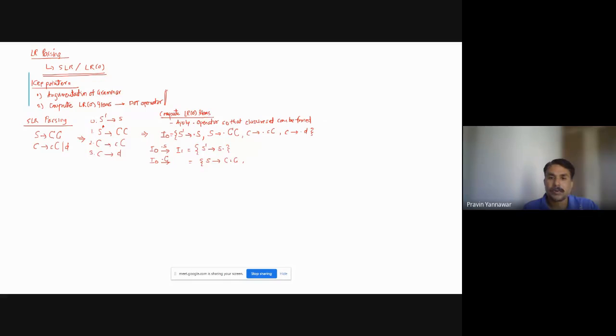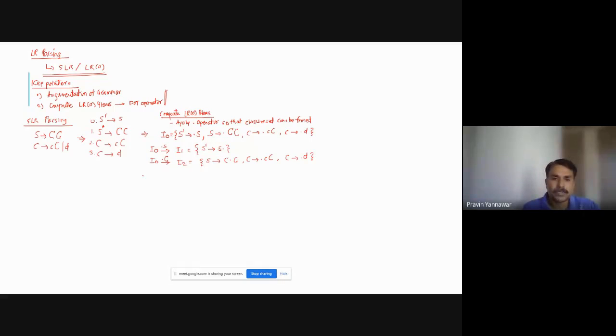Now see, dot is applied before this C. So again you are expecting some of the inputs from this, right? So you need to collect all the associated productions with respect to C, and this is going to be like this. Now this set we don't have, so we will say this is going to be I2. So you have got two sets now, I1 and I2.